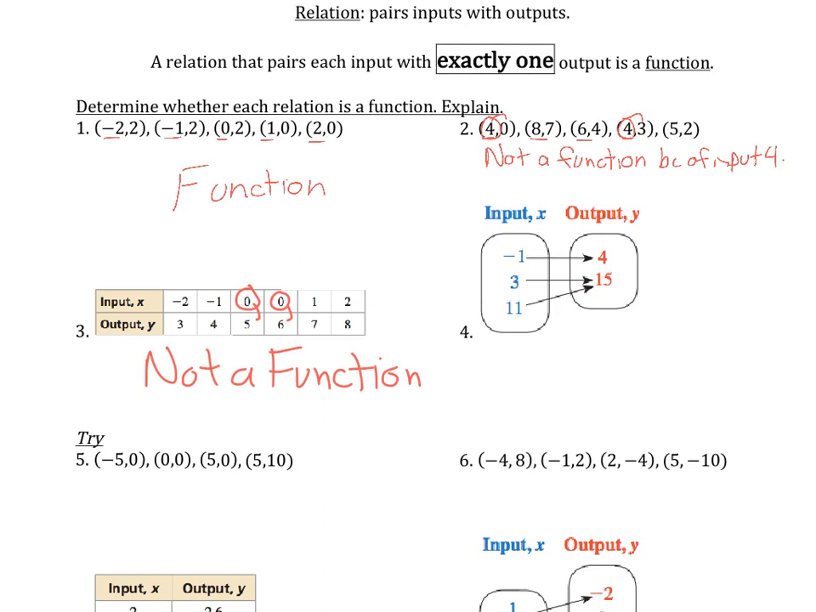Okay, so I look here. Do the inputs repeat? This has a single arrow coming from it. This has a single arrow coming from it. This has a single arrow coming from it. Each input has its own output. It's okay if 2 of them share the same output. Like if you think about it, some pop machines have 2 different Coke buttons. Those share the same output, but they're 2 different inputs. So that is still functioning properly. So I would say this is a function.